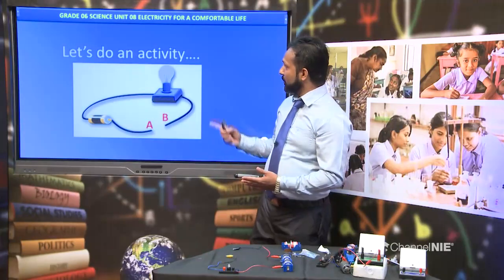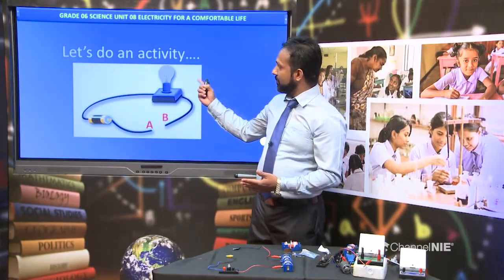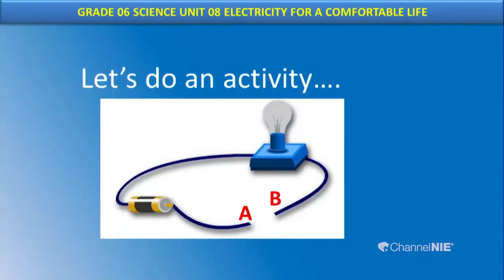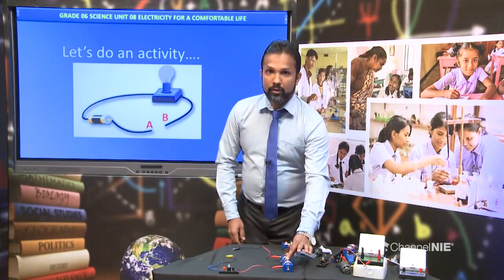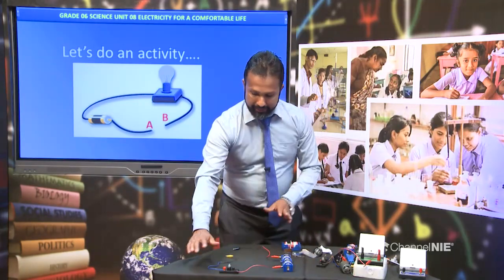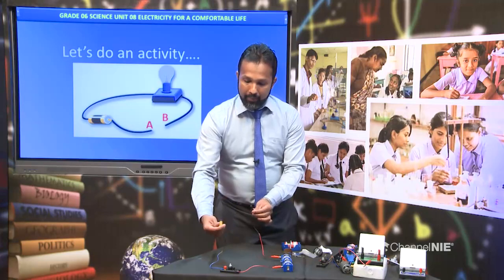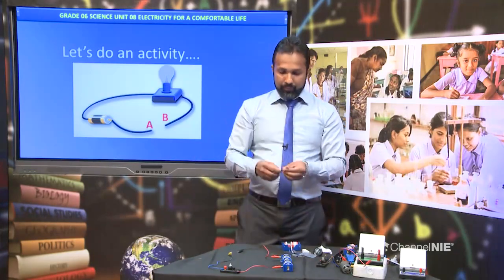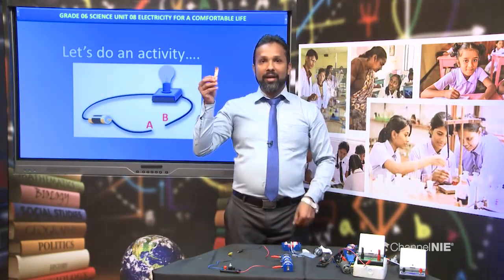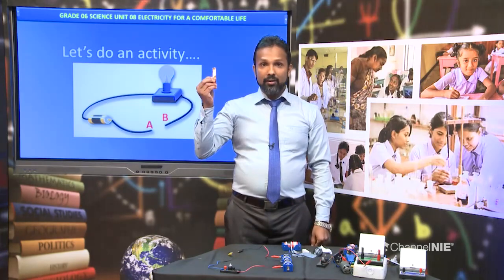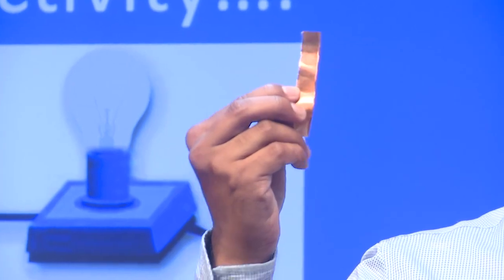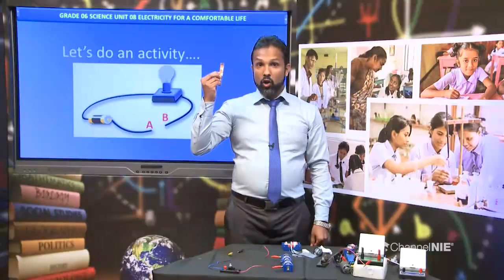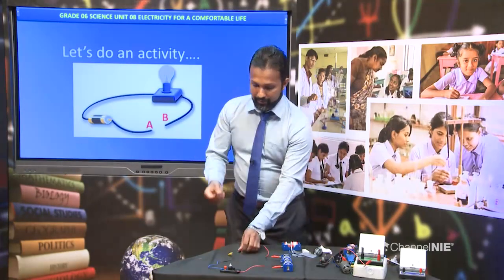We can arrange this simple circuit: a bulb, a dry cell, and a gap called between A and B. Right, these are the batteries. I have used two dry cells, a bulb, connecting wires, and this is the gap A and B. I am going to keep copper. You know, my dear children, this is the metal copper that we used in the laboratory. I am going to place this copper piece in between A and B.